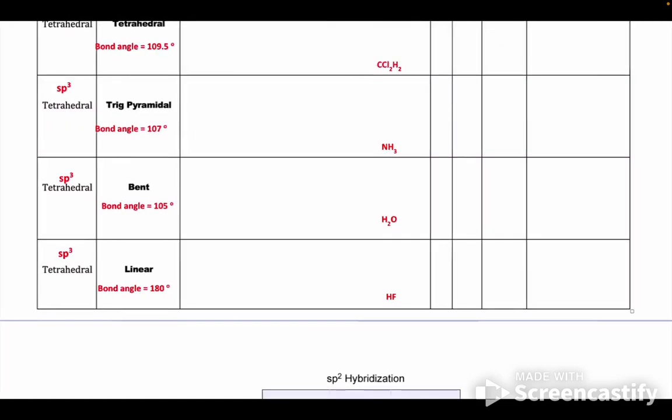We were in the middle of looking at sp3 hybridization and looking at the fluorine as being the central atom. There would be one bonding area, three non-bonding areas, and then we would say this is AB1E3.